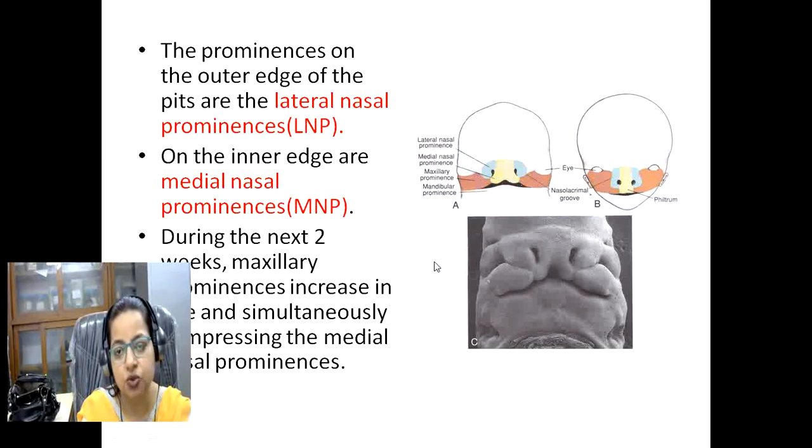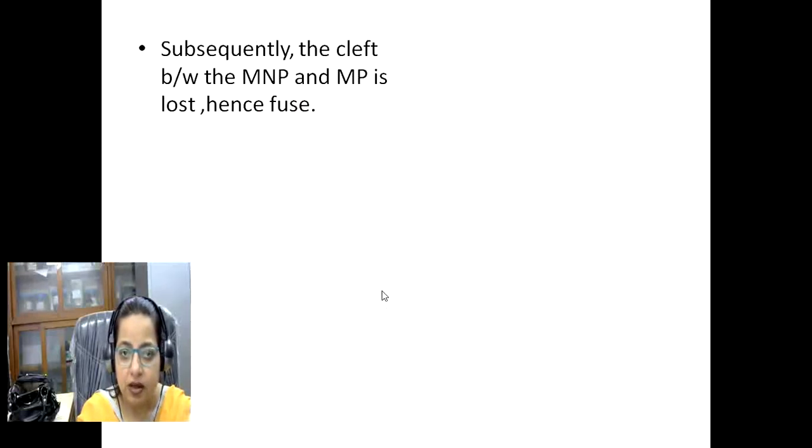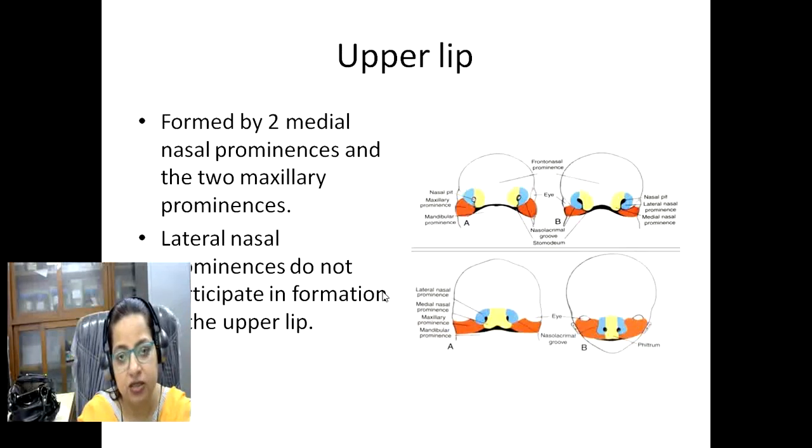Simultaneously, in the next 2 weeks, the maxillary prominences increase in size and compress the medial nasal prominences. When these medial nasal prominences are compressed, the gap or cleft between the maxillary prominences and the medial nasal prominences is lost, and hence fusion occurs. The upper lip is formed by the fusion of 2 medial nasal prominences and 2 maxillary prominences.